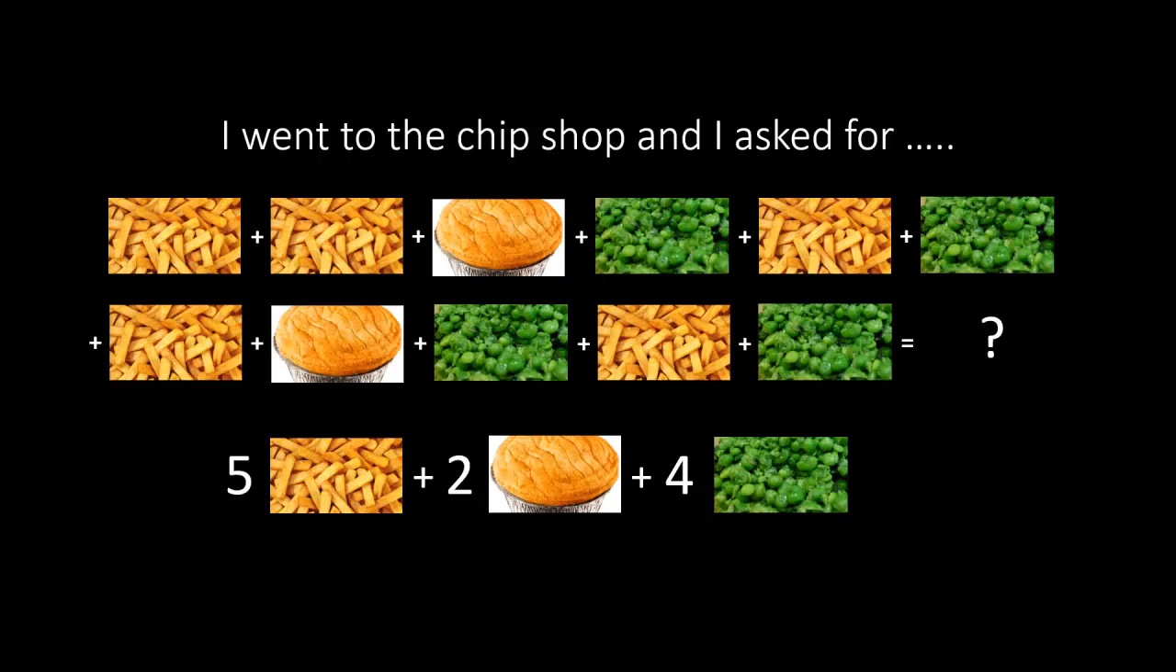And I suppose if we wanted to use some symbols like we do in algebra, we could even call it 5c plus 2p plus 4m for mushy peas. And that's really what we're going to do now, only we're going to do it with algebra symbols, not with chips and pies and mushy peas. So say we had that.